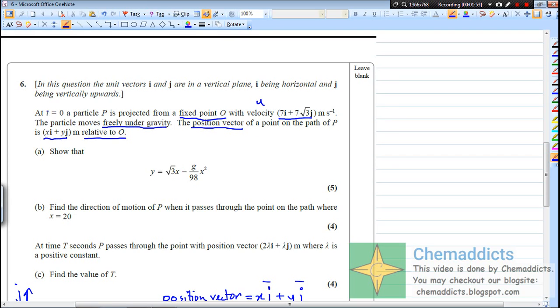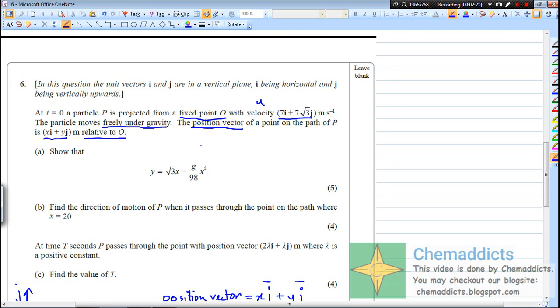Well, as we can see, the components are broken down into two parts. One is the I component and another one is the J component. So there would be two independent components. In this question, it is already stated that the unit vectors I and J are in a vertical plane, I being horizontal and J being vertically upwards.